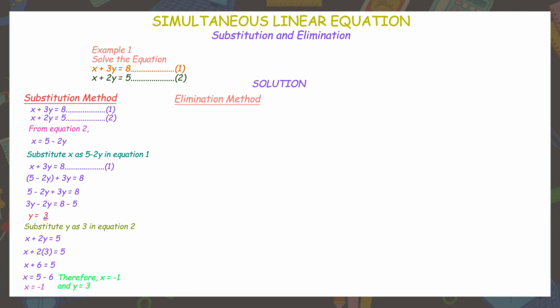Let's write the equations. We have x plus 3y equal to 8. That is equation 1. Then x plus 2y equal to 5. That is equation 2. Now, if we have equations like this, we have addition here and the same variable here. What you just say when you look at this is to subtract equation 2 from 1, that is the smallest from the biggest.